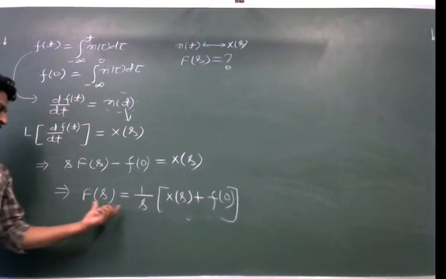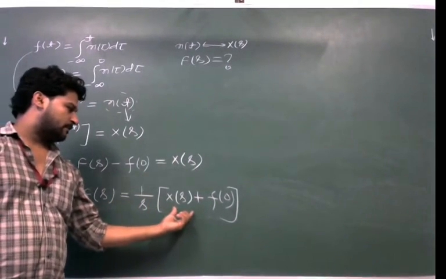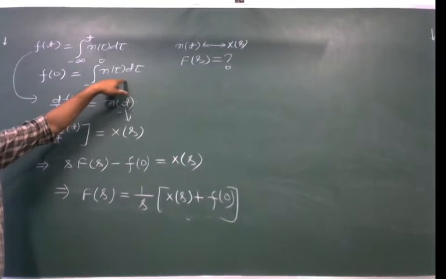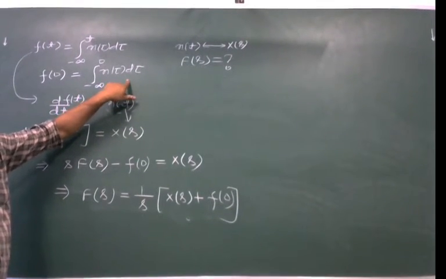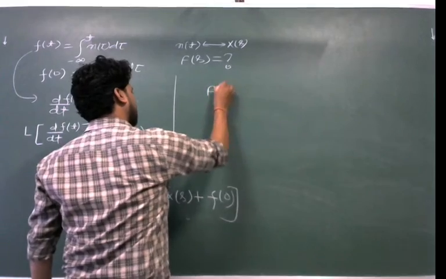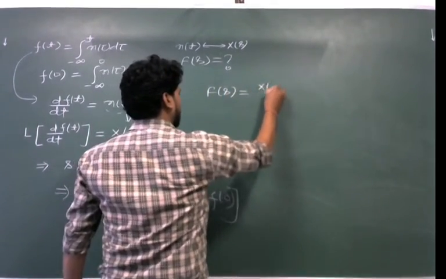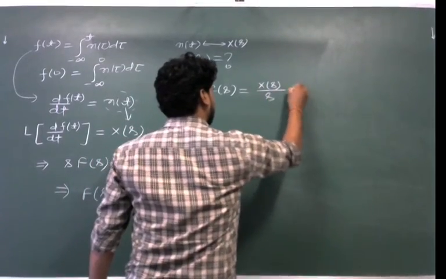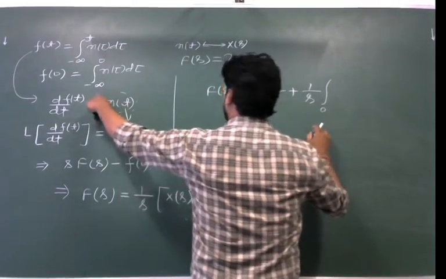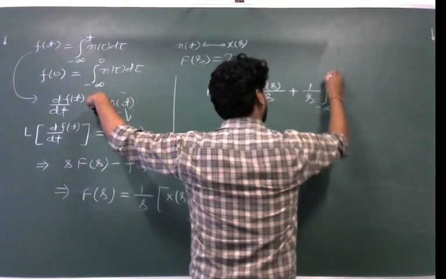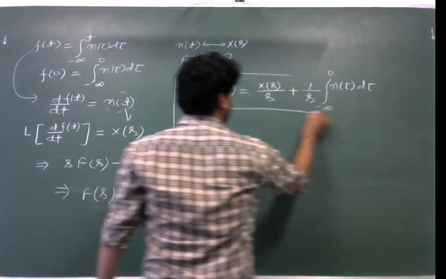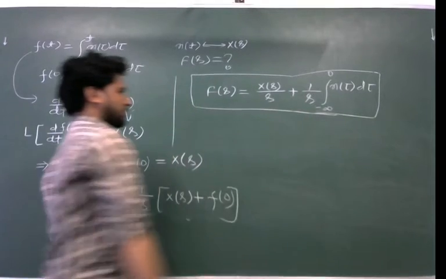Now this will become F of s is equal to 1 by s times X of s plus F of 0, and from here we will get the value of F of 0 as the integration from minus infinity to 0 of x of tau d tau. So now I will put the value of F of 0 here. This will become F of s is equal to X of s divided by s plus 1 by s times the integration from minus infinity to 0 of x of tau d tau. This is the transform of integration property in the Laplace transform.